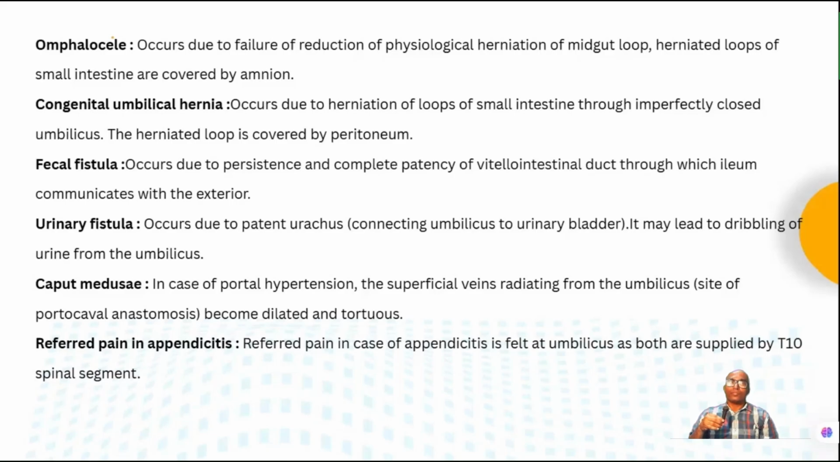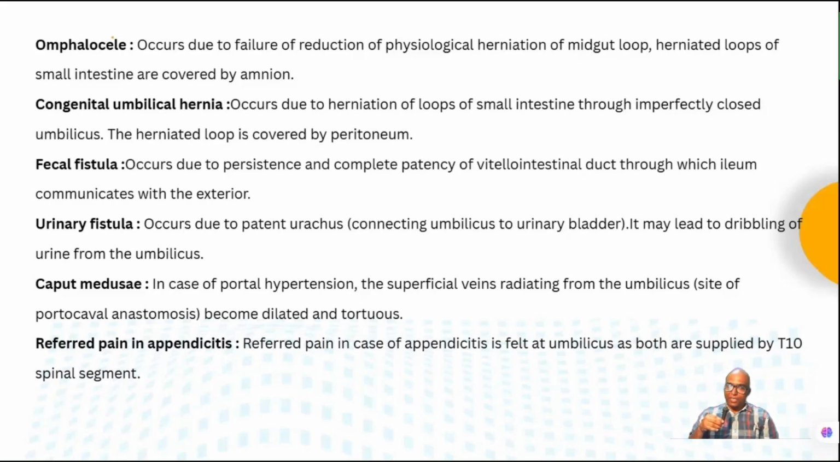Then fecal fistula. It occurs due to persistence and complete patency of the vitello-intestinal duct through which the ileum communicates with the exterior. Then there can be urinary fistula. It occurs due to the patent urachus connecting the umbilicus to the urinary bladder. It may lead to the dribbling of urine from the umbilicus.